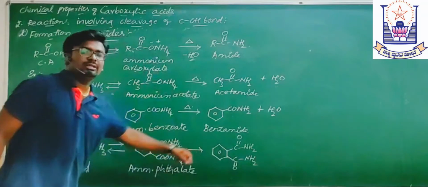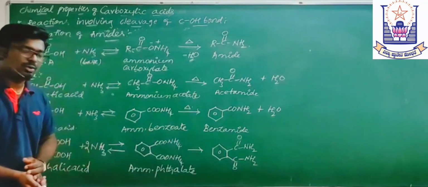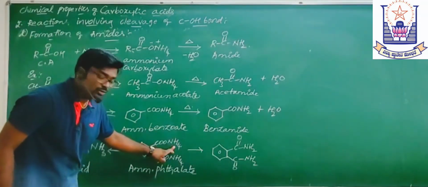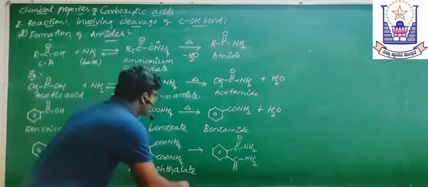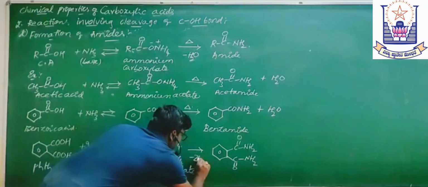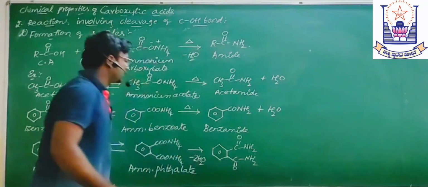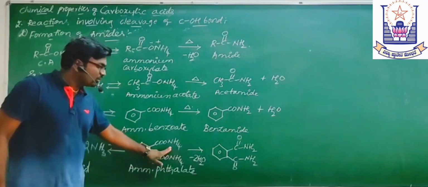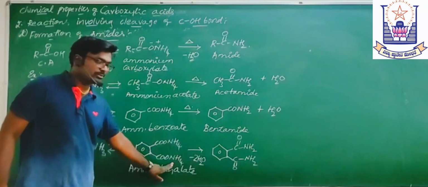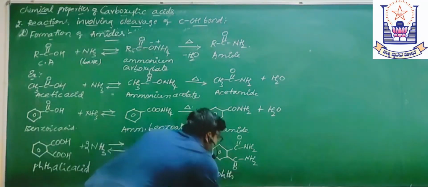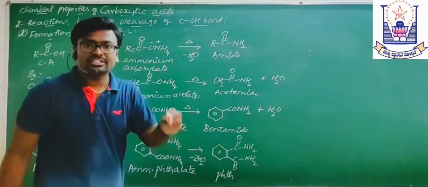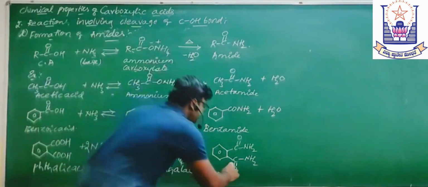What is this compound? Phthalamide. What is coming out? Here you can see 2 hydrogens with 1 oxygen, so you are going to get 2 moles of water as the byproduct: 1 mole of water from this, 1 mole of water from this. Okay, this is called phthalamide. You have to carefully observe the spellings also.